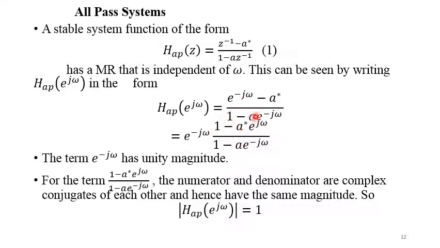Now if we take the magnitude of this one, we have numerator and denominator which are complex conjugates of each other, and hence they will have the same magnitude. So that means it will have 1, and also this one has magnitude equal to 1. So the all-pass system will have a magnitude response that is equal to 1, or constant.